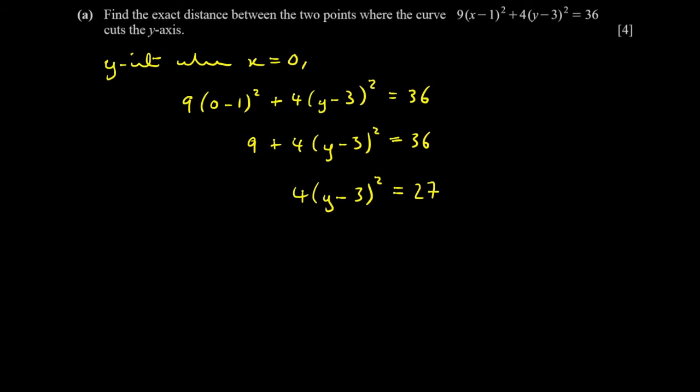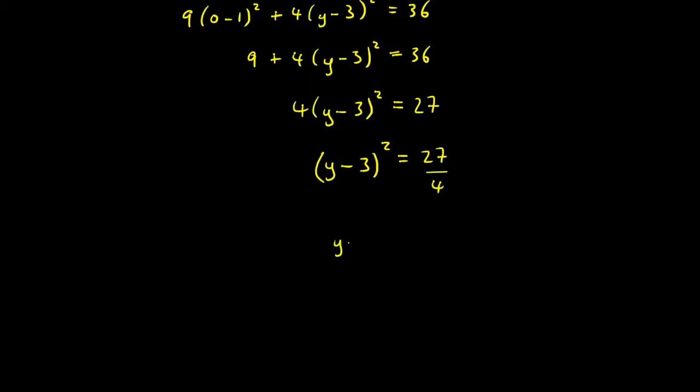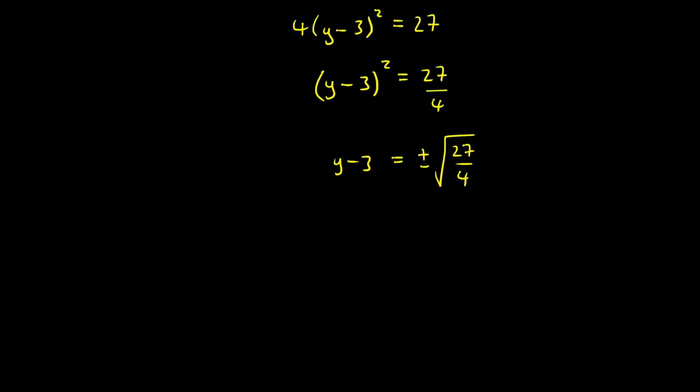And I think I could expand and then try to use the quadratic formula, but I think it's actually going to be easier to do it this way. So I'm going to do y minus 3 squared is equal to 27 upon 4. And then I'm going to square root both sides. So y minus 3 will be equal to plus or minus the square root of 27 upon 4. Now, this is going to be the same as plus or minus the square root of 27 over the square root of 4, and the square root of 4 is 2.